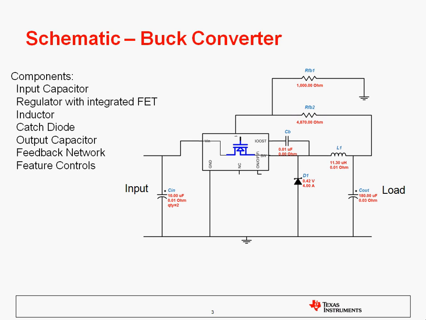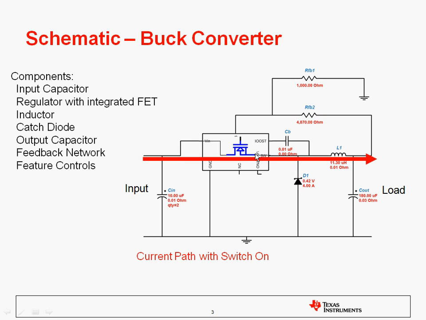To start out with, we have a schematic of a buck converter. The components in the buck converter include the input capacitor on the left, regulator with an integrated FET, an inductor, the catch diode, the output capacitor, and the feedback networks, and other peripheral components. Now, in order to calculate the power dissipation, the first thing we need to do is figure out the currents through the different nodes of the circuit.